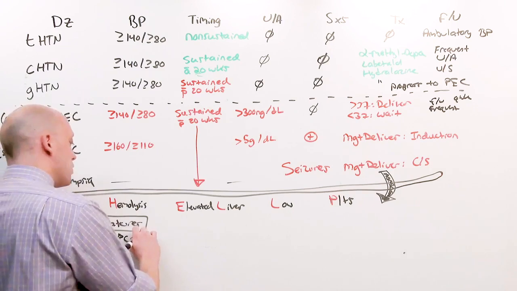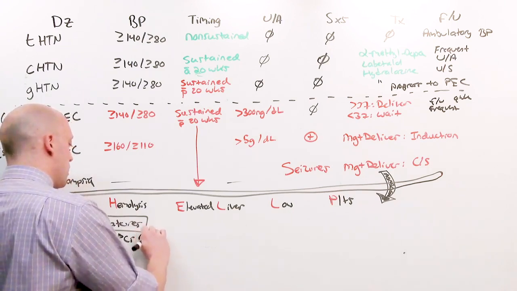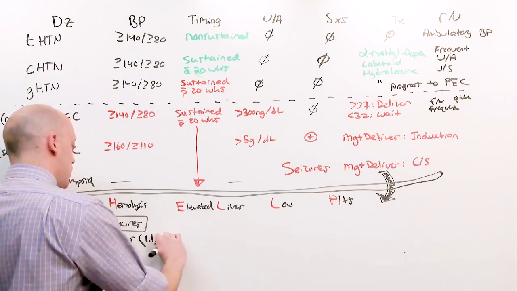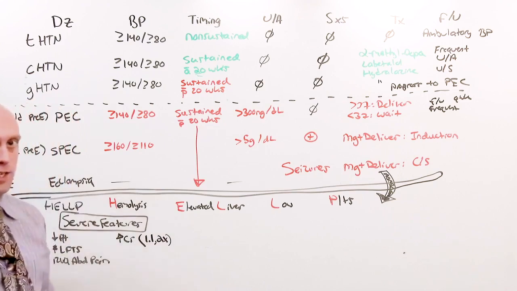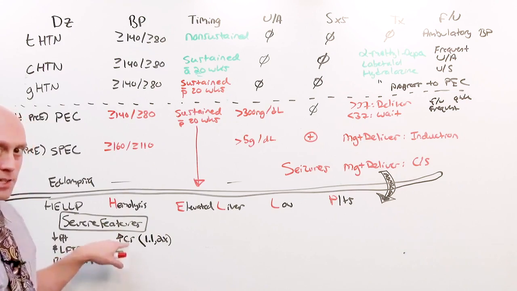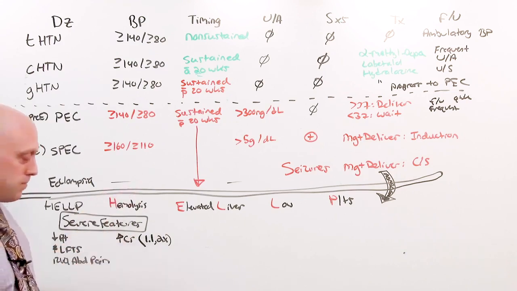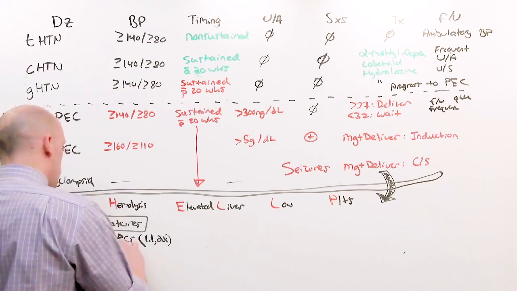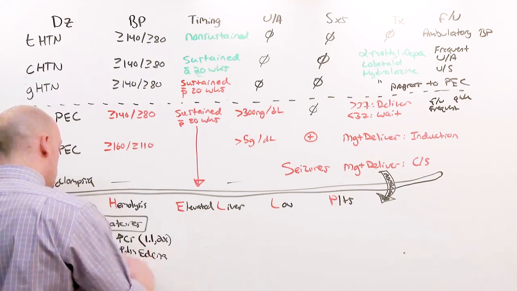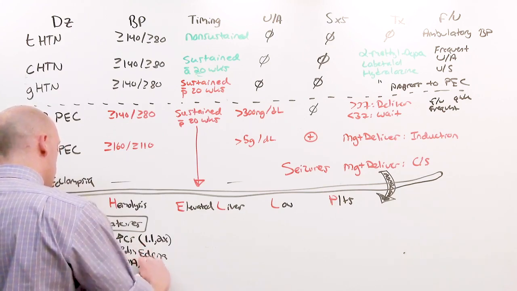If you see what's usually considered a normal creatinine, greater than 1.1, or a doubling of her creatinine in someone who has no known kidney disease, that's a sign that there's problems with her kidneys and you need to consider preeclampsia. Other things you're looking for are pulmonary edema, headaches, and vision changes.